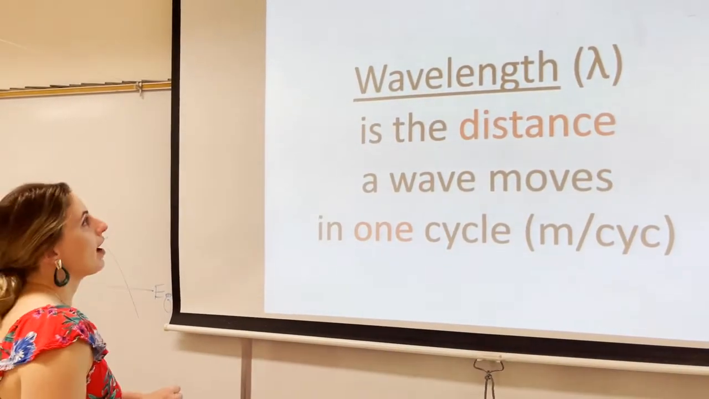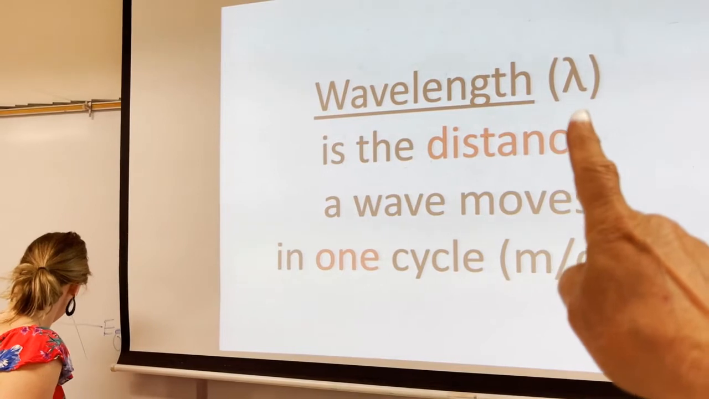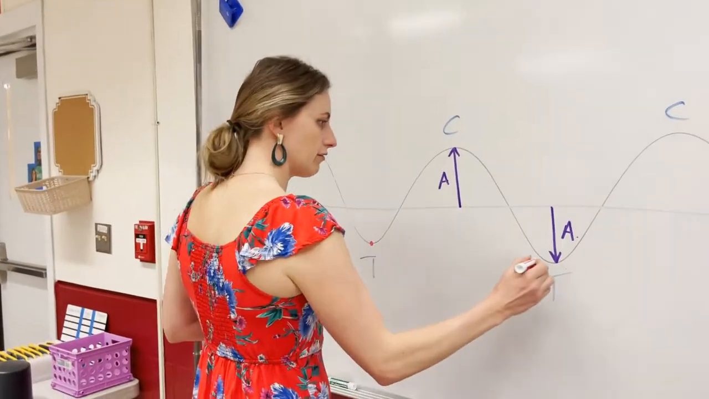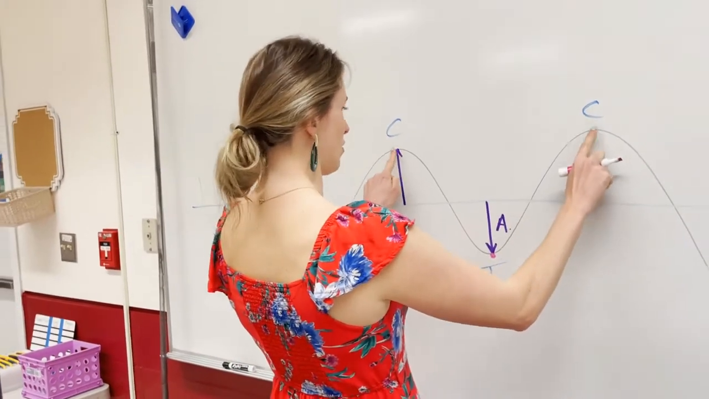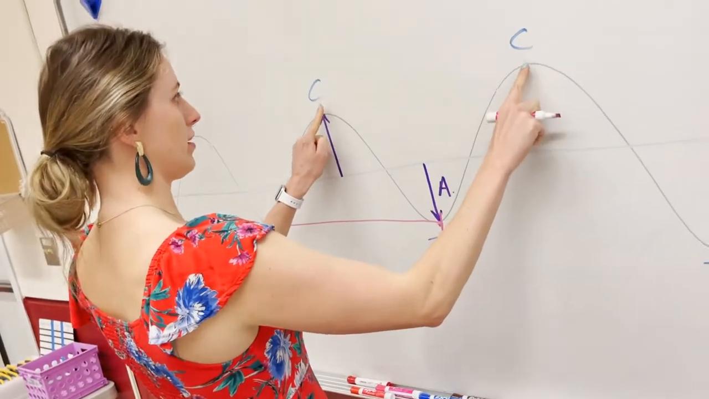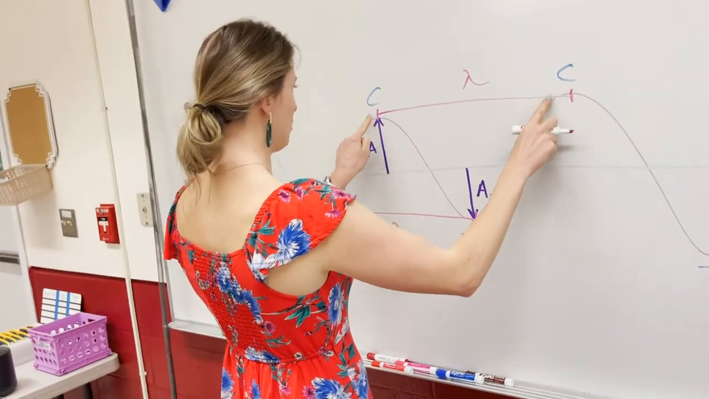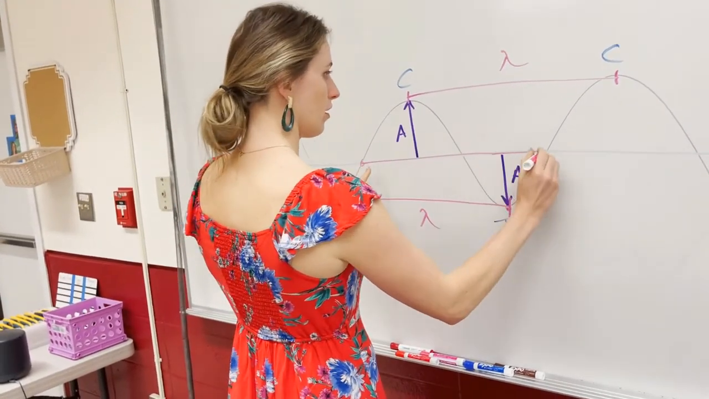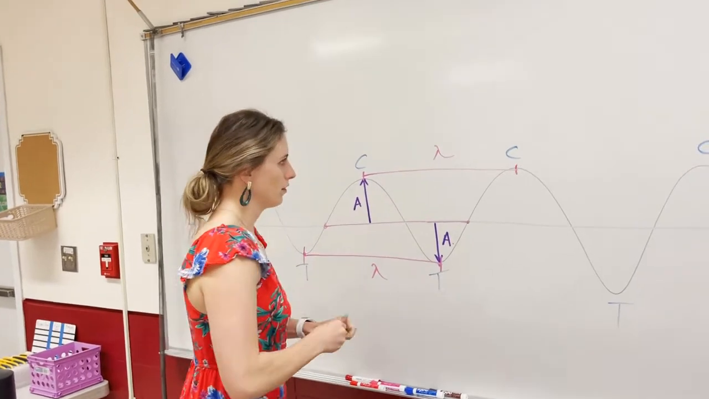Okay, wavelength is the distance a wave moves in one cycle. And that is the Greek letter lambda. Okay, so I'm gonna put a little dot right here and right here. So here is one wavelength, right here, from here to there. Now, if I travel up here, that's also a wavelength. This is also a wavelength. And then let's go back here. Right here, that is also a wavelength. So they're all one wavelength anywhere on there.